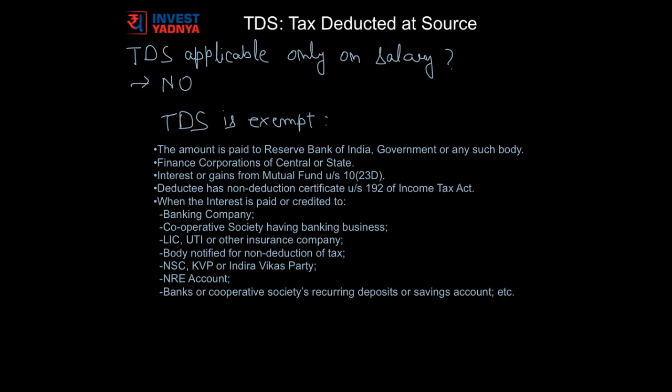Now there are many TDS exemptions as well, such as when the amount is paid to RBI or government or any such body, then the TDS is exempt. Interest or gains from mutual funds, the TDS is exempt. Or when the deductee has a non-deduction certificate under section 192, then also the TDS is exempted for that deductee. Similarly, when the interest is paid or credited to these types of accounts, the TDS is exempted in that case too.